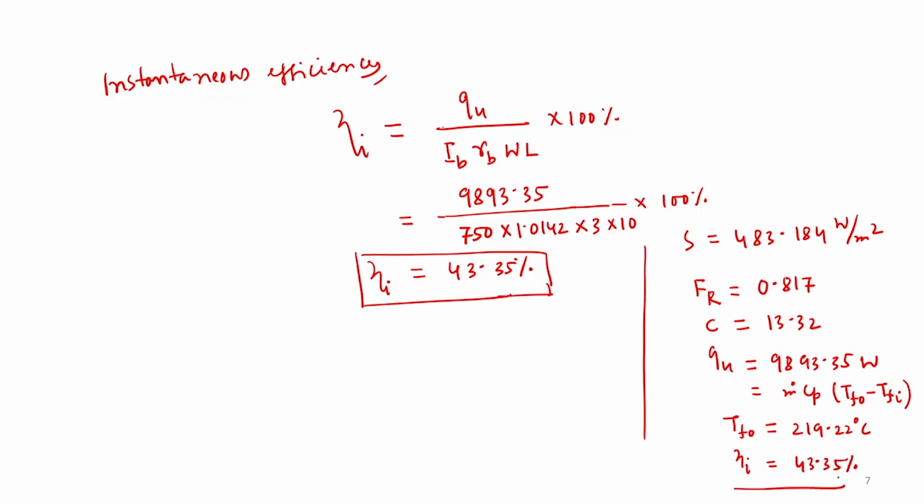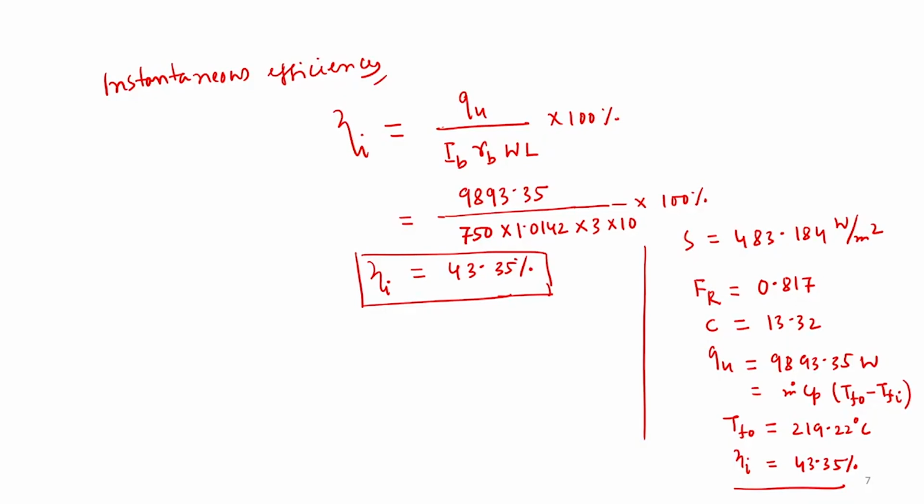Okay. So, in this problem we have demonstrated how the solar absorbed flux can be calculated, then how to calculate QU. For calculation of QU we need the value of Fr and F dash. So, Fr is nothing but the heat removal factor and F dash is the efficiency factor of the collector. So, once we know this, then we can calculate what is QU. Of course, we need to calculate the concentration ratio. Then after that we can calculate TFO and instantaneous efficiency.